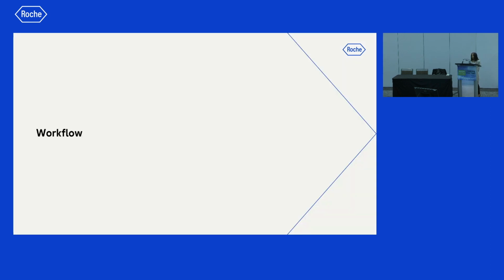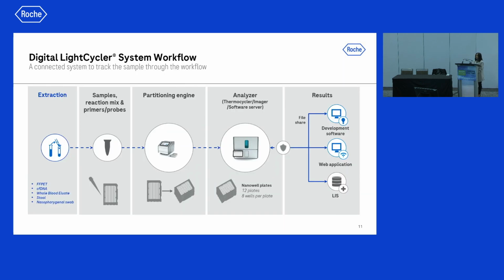So now that I have you a little bit more familiarized with the system components, let's move on to the actual workflow. And there are 2 types of workflows that can occur on the Digital LightCycler system. One is more research-based, and the other is a little bit more diagnostic-based. And I'm going to focus on the diagnostic in particular.